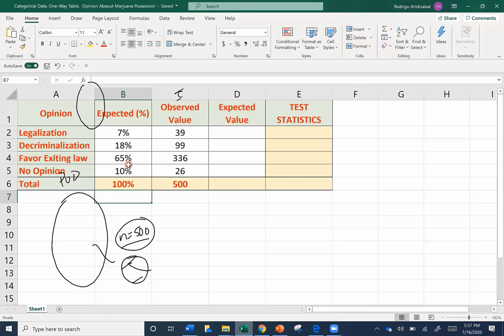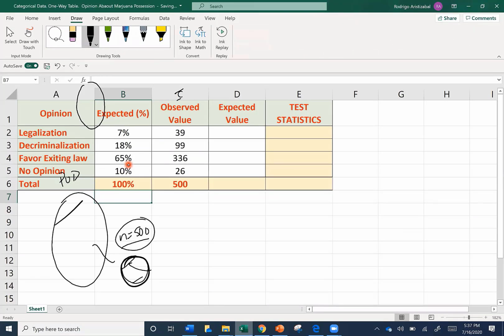Then let's find my expected value. Suppose that this study was done perfectly. Then if I take a sample, I am expecting that this sample has exactly the same proportion as the population, exactly the same proportion, 7%, 18%, 65%, and 10%. That is my expectation. Then if I take this sample, how much is 7% times 500?